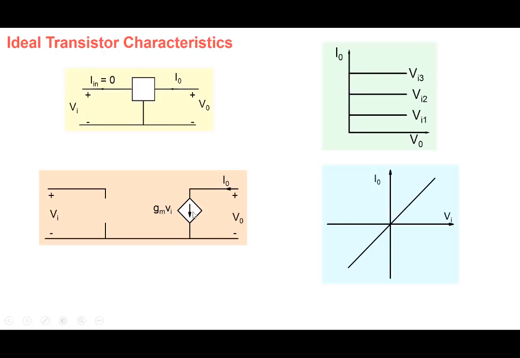And so it's a dependent current source. Why? Because this current source value is dependent on the voltage applied here. So we call this a voltage controlled current source. It is a current source, but its value is controlled by a voltage here, right? So voltage controlled current source, VCCS in short. And what we are saying is that this is like an ideal transistor's characteristics.